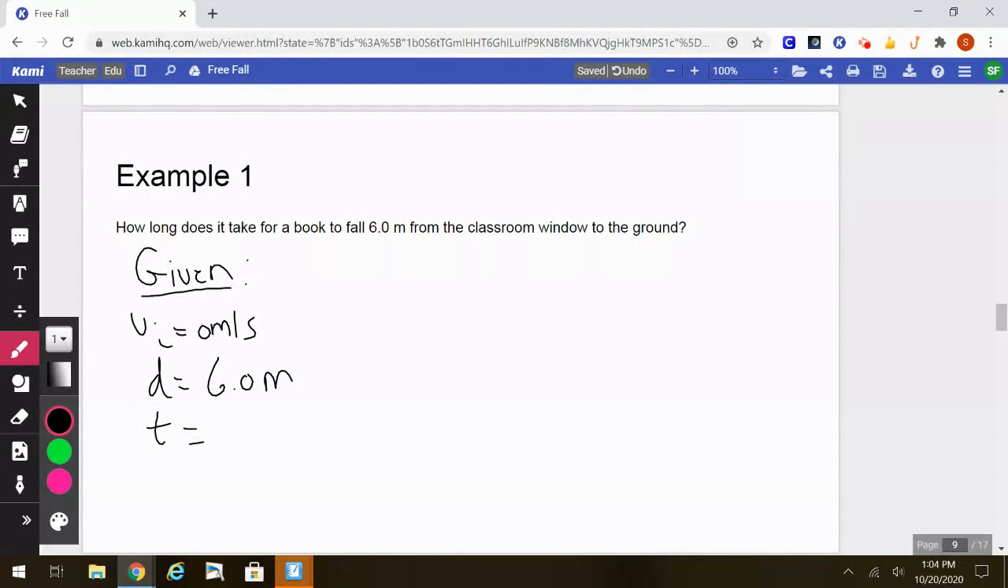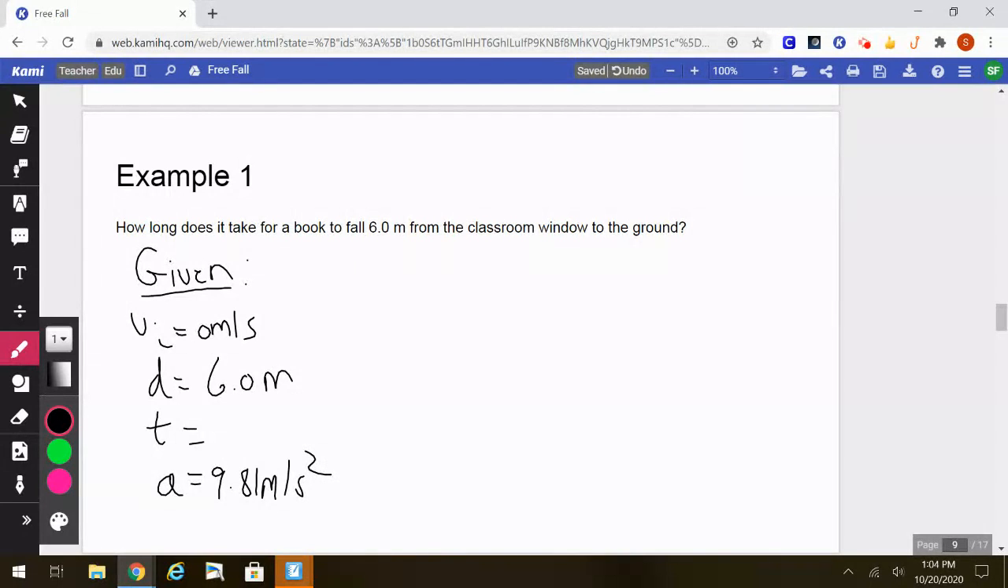Well, what else do we know when I say free fall? I've told you this multiple times. Free fall, we have an acceleration, right? When you drop something, it speeds up. So our acceleration always for free fall is going to be 9.81 meters per second squared. And then you have your T.